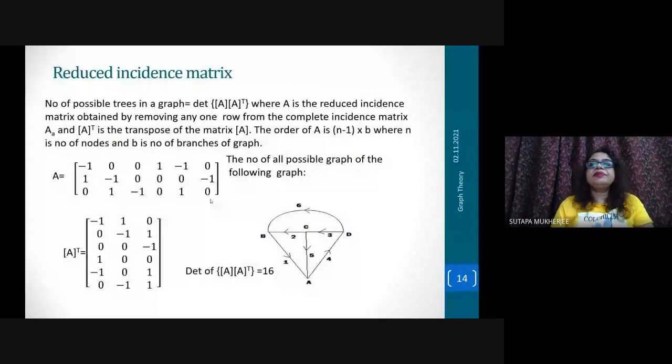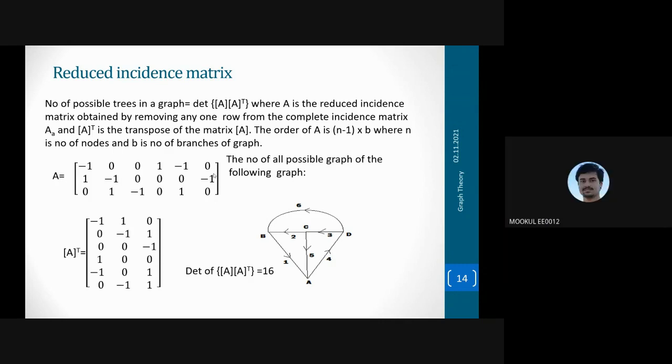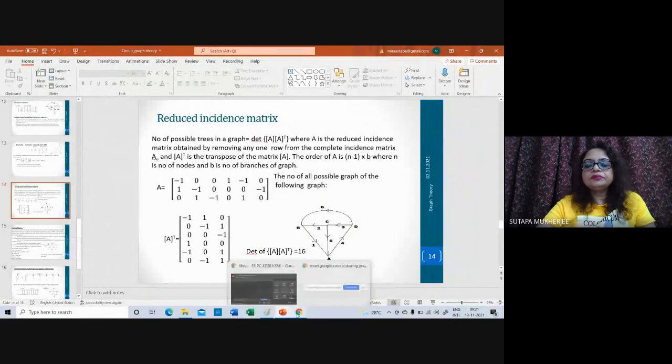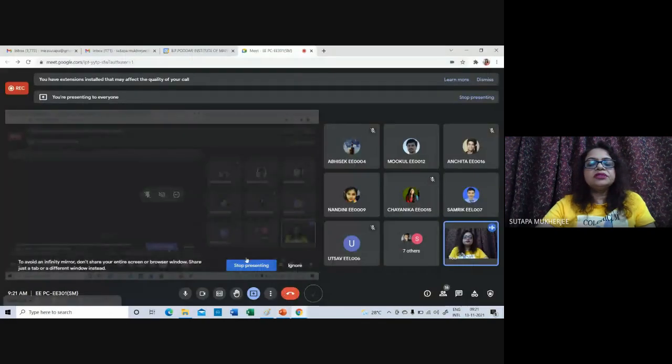Now another very important thing. I think time is short now. In the next class I will explain the reduced incidence matrix. So that's all for today. Up to this, is it clear to all of you? You have to study, and in the next class I will ask the question. You have to tell me what is the reduced incidence matrix.